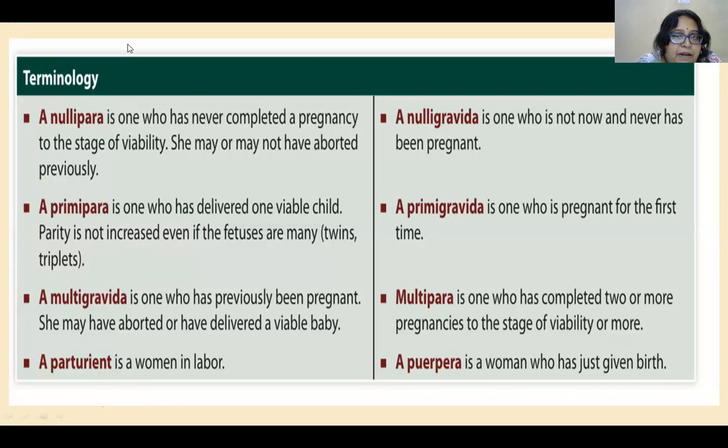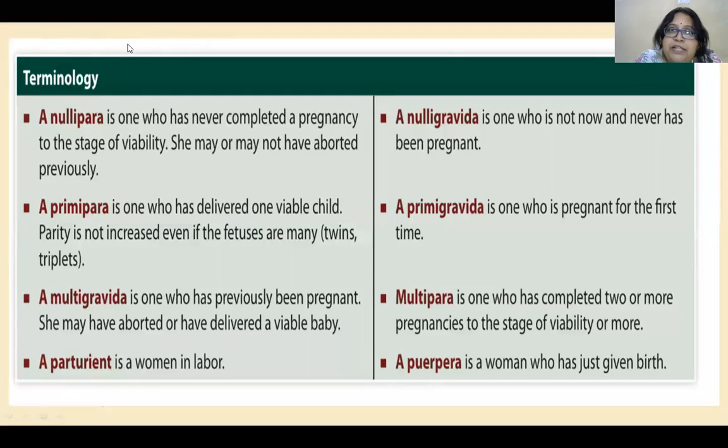Who is a nullipara? Nullipara is a woman who has never completed a pregnancy to the stage of viability. She may or may not have aborted previously. Even if she has aborted, the pregnancy has never gone to the stage of viability. Even such a woman who has conceived but where the pregnancy has not gone to a stage of viability is considered as nullipara.